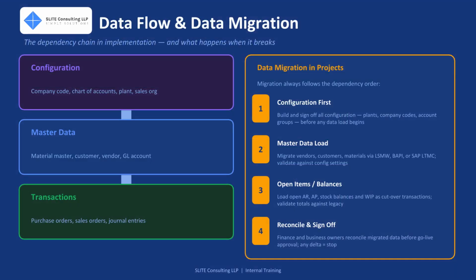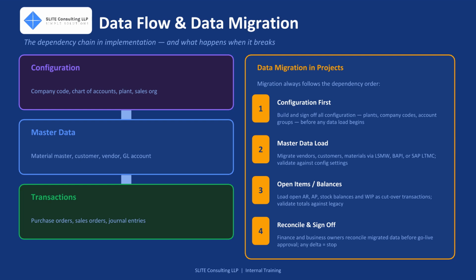The same dependency chain that governs daily operations also governs data migration in any SAP project. Migration must follow the layered order: configuration first, then master data, then transactions, exactly as the running system enforces it. Step 1. Configuration. Build and sign off all configuration, plants, company codes, account groups, sales organizations before any data load begins. Nothing else can be validated without it.